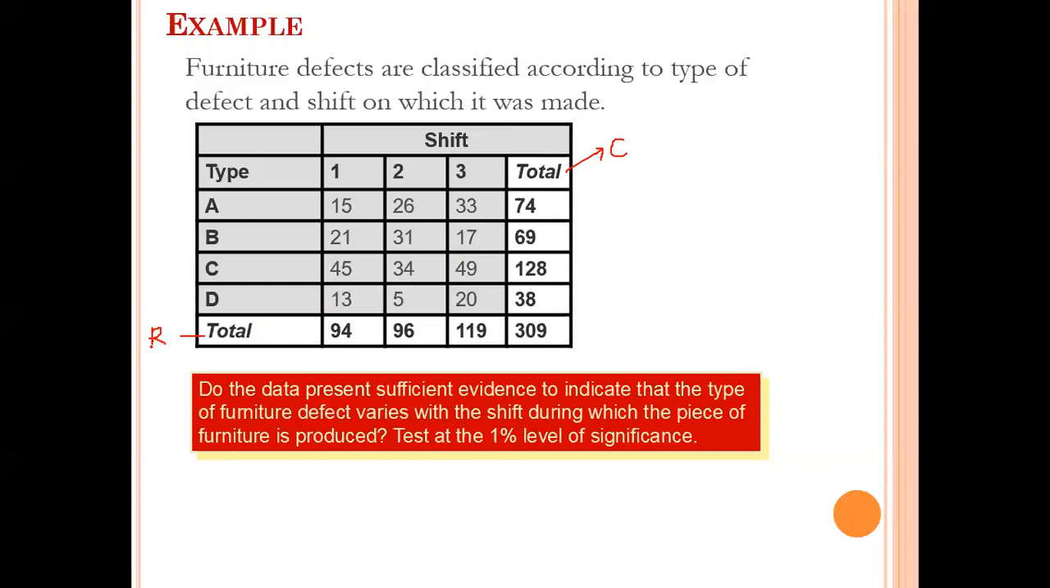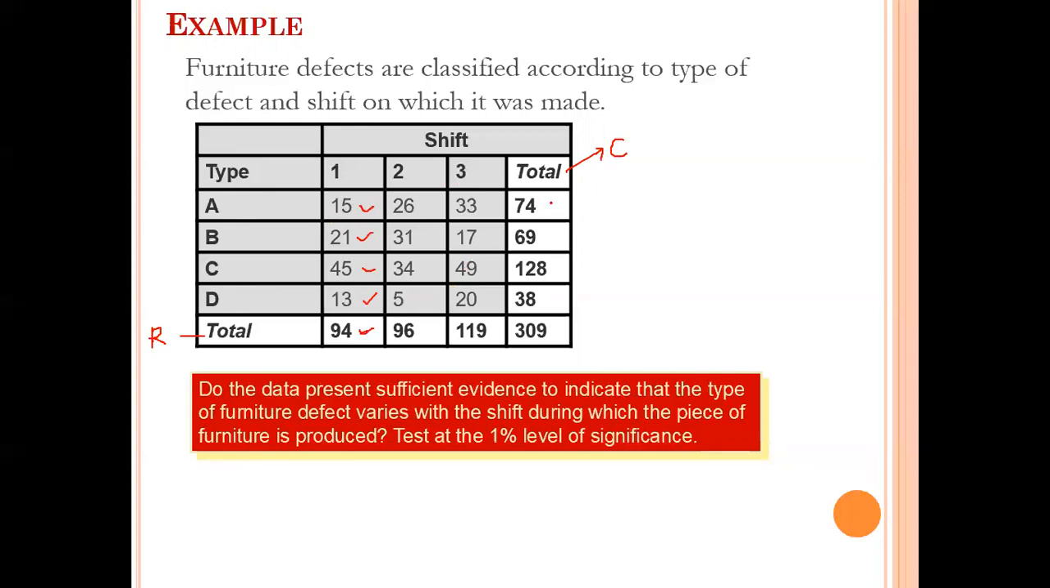Okay, sometimes in questions, they only give you the values of the two categorical variables. For example, maybe they only give you 1, 2, 3, and the types A, B, C, D, but they do not give you the totals. So you must count yourself to get the total. For example, 15 plus 21 plus 45 and then plus 13, then you will get 94.